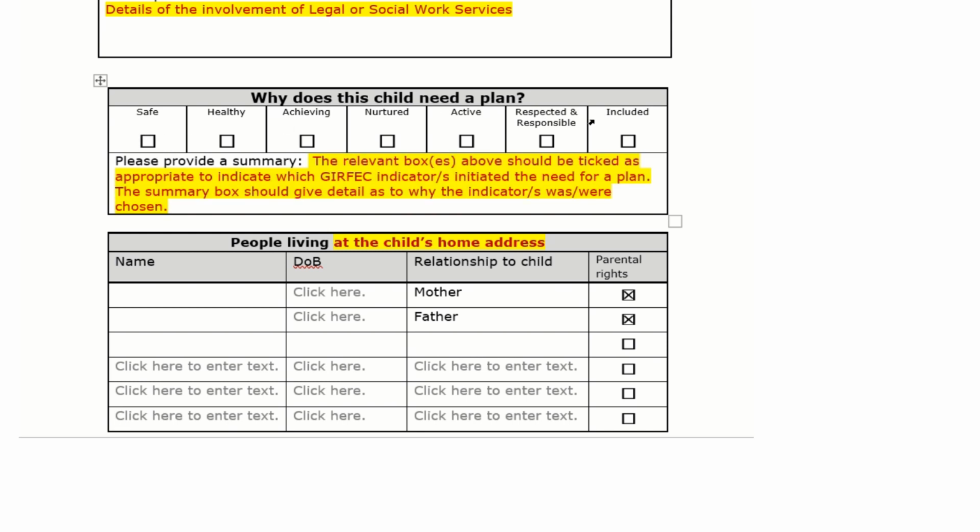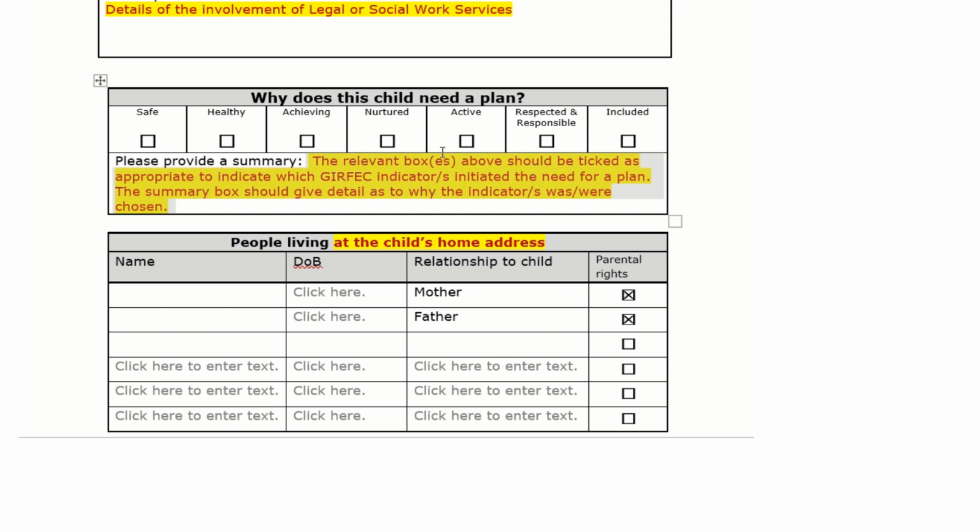So this is GIRFEC. So these are the GIRFEC indicators, and you can find them just by Googling GIRFEC. And it's to do with, is the child safe? Now, a child's plan can be put in place because of situations within the home, situations within the community, or situations within school, or a mixture of these. So it's not necessarily do they feel safe at school, it can be do they feel safe in the community, at home, are they healthy at school and the community, at home and in school, are they achieving in all 3 areas of their life, are they nurtured in all 3, active.